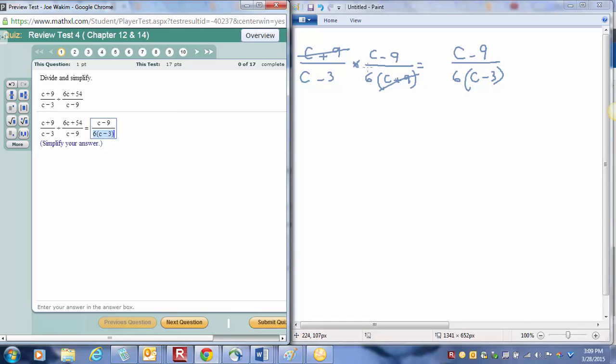But here, the c plus 9 will cancel. This is c minus 3, and this is c minus 9, so they cannot cancel. They're not exactly the same. And 6 also will not cancel, so that would be the final answer. Let's move to the second question.